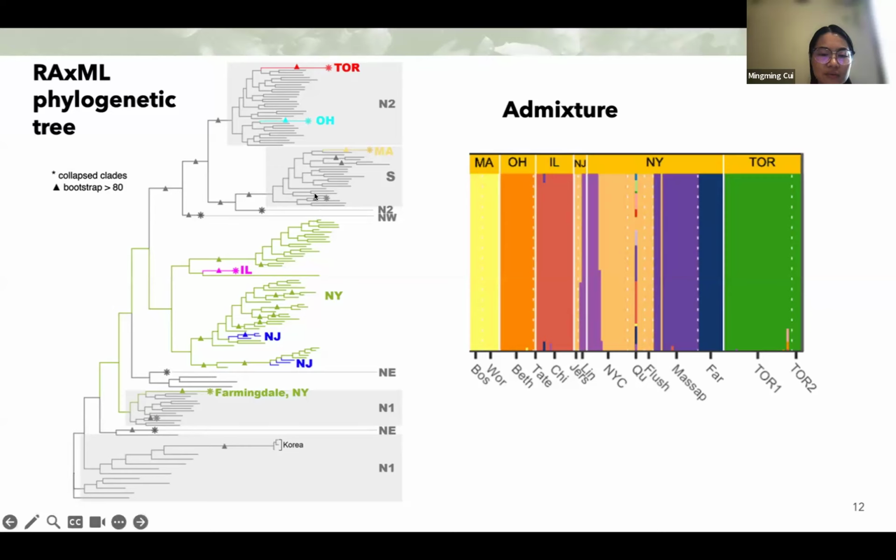There are also invasive samples that did not nest within any native branches, such as the New Jersey, New York, and Illinois samples in the middle of the tree. These samples also show mixed genetic composition, as shown in the bar plot, suggesting that they originate from more than one ancestral population.